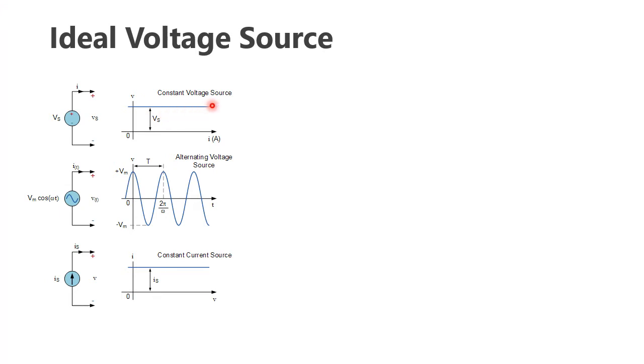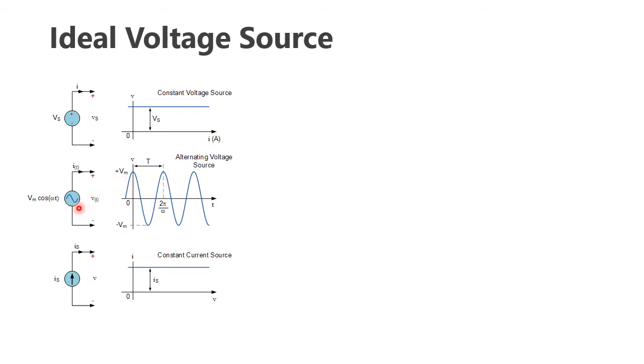For the constant voltage source, by observing this characteristic curve, you can see that Vs is a constant value. It does not vary with the value of the load current, IL. The terminal voltage is a constant value. It is not changing or varying.